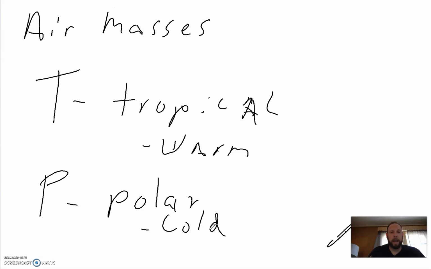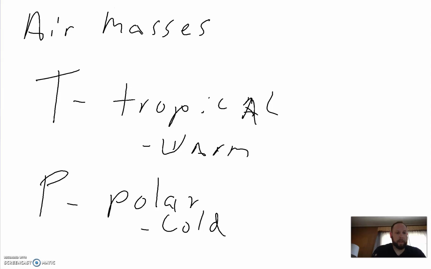There is one more. There was an A there for Arctic. We don't use it that much because we never get Arctic air in our area. But Arctic air is very cold, and obviously it comes from the Arctic. So as you can tell, the air masses have very specific characteristics.